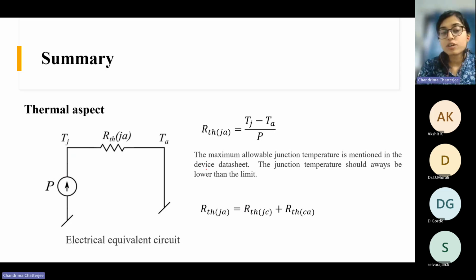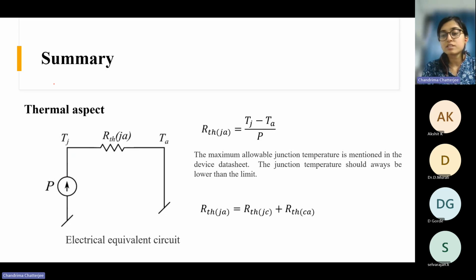So we also talked about the thermal aspect. What is the thermal aspect? How will you choose a heat sink? In practical switches, there are two types of losses. There is conduction loss and there is switching loss, right? And in switching loss also, you will get turn on loss and turn off loss, right?